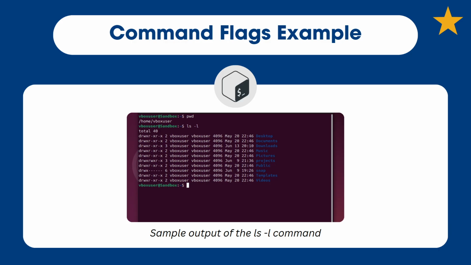Notice it's far more detail. I know there's a lot of stuff we don't understand yet, but by the end of the class, all these crazy symbols will make sense to you.